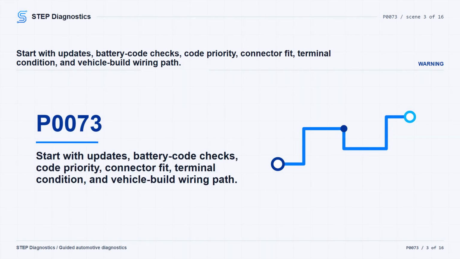Before getting deep into circuit testing, start with the basic system checks. Look for any updates or known fixes that apply to the code or symptom. Check the ECU for any battery voltage codes, because low battery voltage can set misleading faults. If other codes are present, check what they mean first and handle circuit faults before chasing rationality or performance faults.